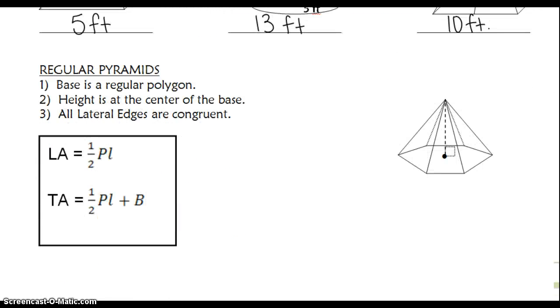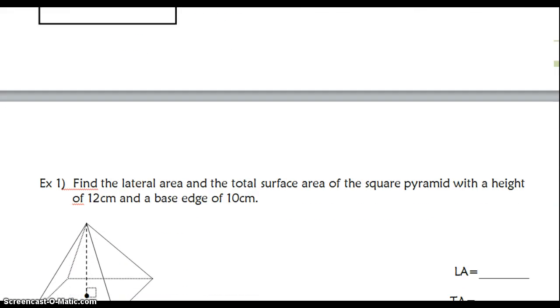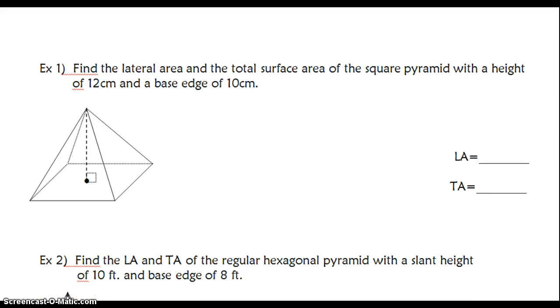All right, moving on here. Remember, we wrote the formulas down. Here they are again. You have to use them. Remember what P stands for, perimeter. The fancy L is slant height. And then you always have to look at your base. All right, top of page 6 here.